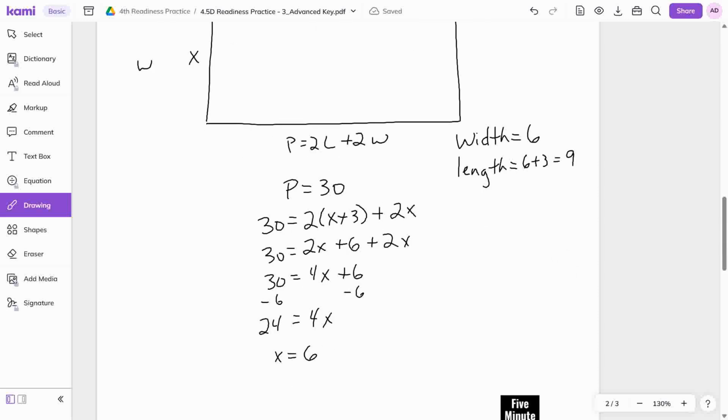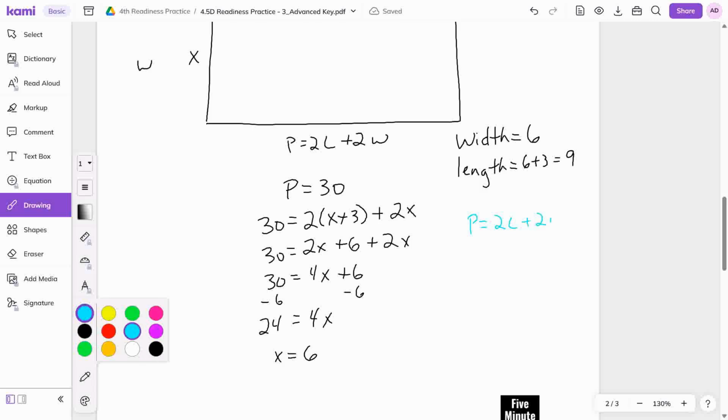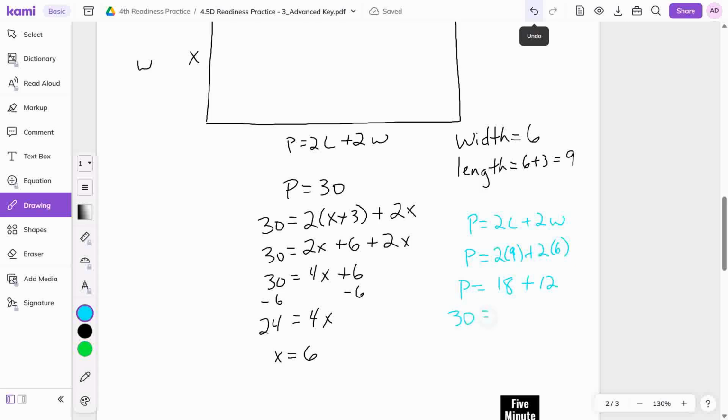Don't take my word for it. Let's see if it works. So perimeter equals, always got to check your work, double the length plus double the width. So double the length, 2 times 9, plus double the width, 2 times 6. So perimeter equals 18 plus 12, and that's my 30, which I originally was given. So we are good and we check out.